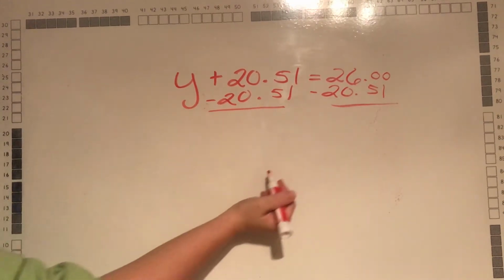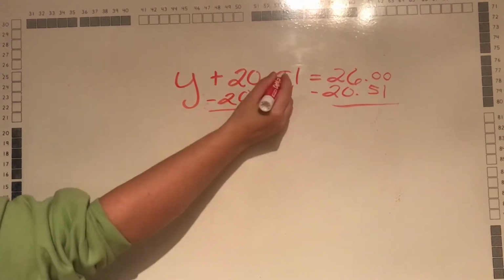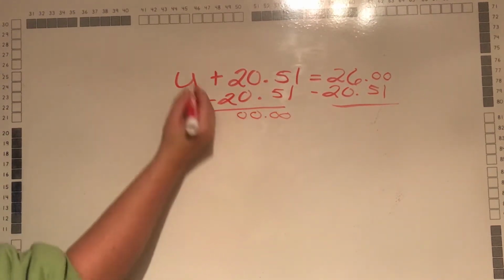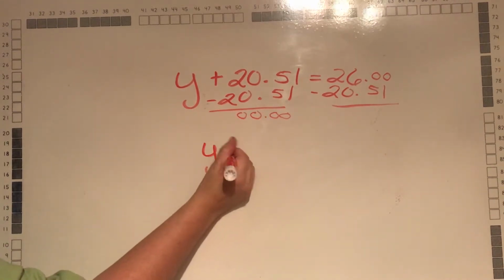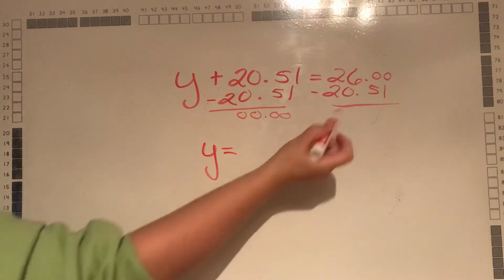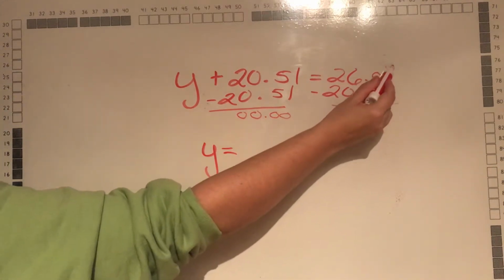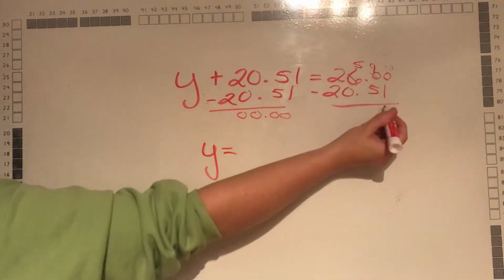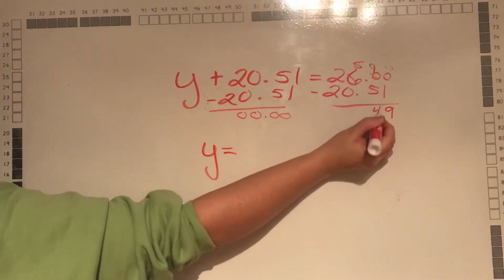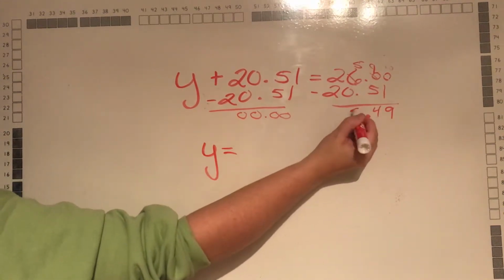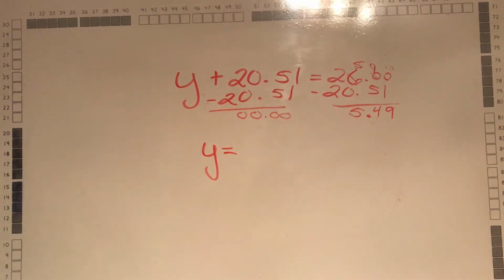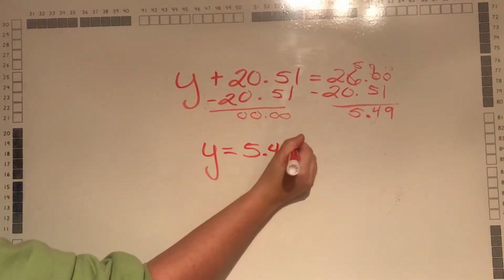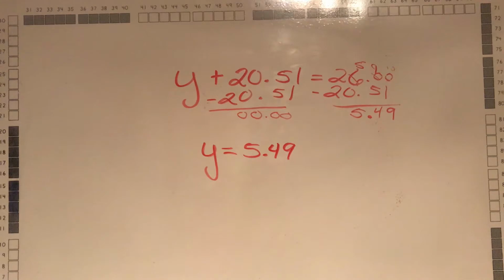Okay? So this is going to cancel out. 1 minus 1 is 0. 5 minus 5 is 0. Decimal point down. 0 minus 0 is 0. 2 minus 2 is 0. And that leaves us with y. So what does y equal? Well, we have to do some borrowing. It becomes a 10. It becomes a 9. That becomes a 5. 10 minus 1 is 9. 9 minus 5 is 4. Bring your decimal down. 5 minus 0 is 5. And 2 minus 2 is 0. So y equals 5.49.